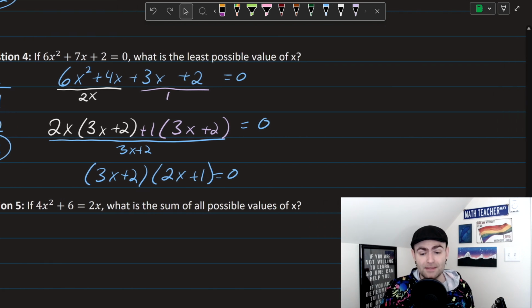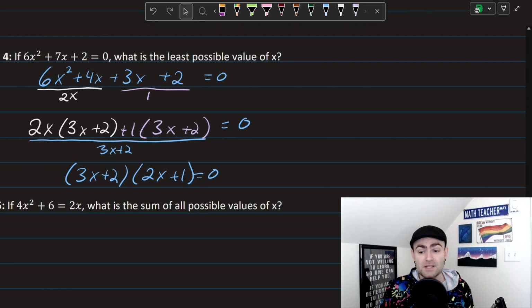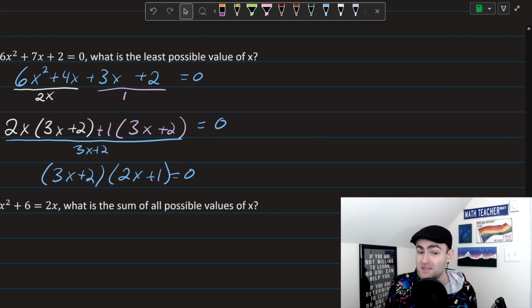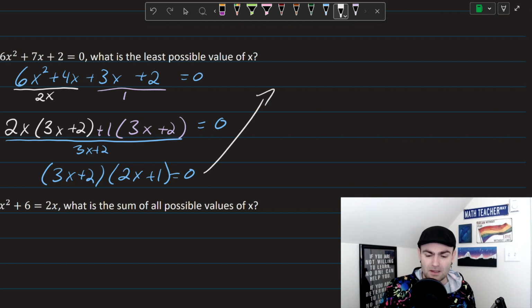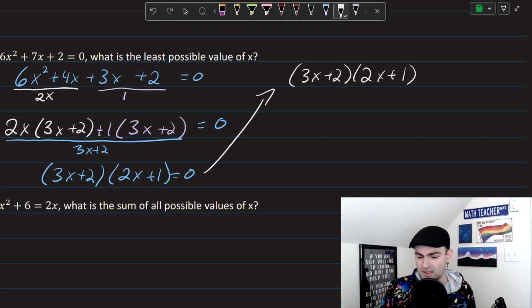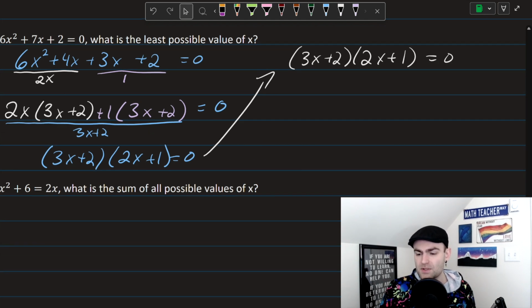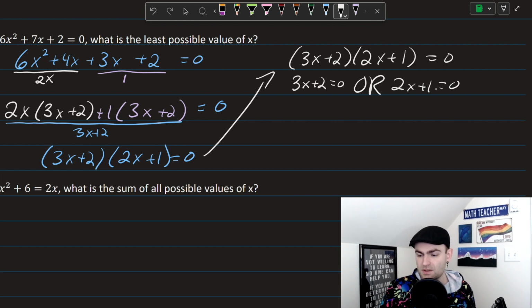That wasn't too bad. It is a little bit of a process, but it's a process that's unchanging. It's an algorithm. As much as I don't like algorithms, it's a very important one to know. So if I have 3x plus 2 times 2x plus 1 is equal to 0, how do I solve this? Well, 3x plus 2 is equal to 0, or 2x plus 1 is equal to 0.